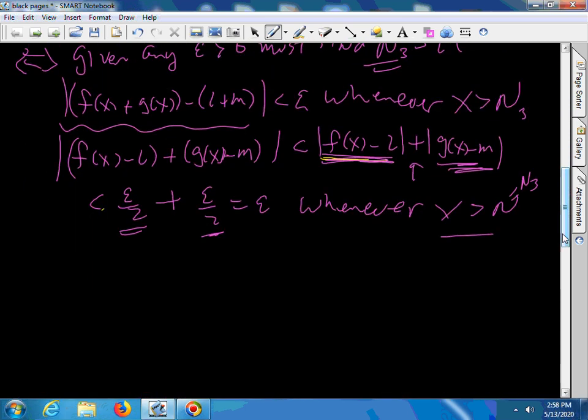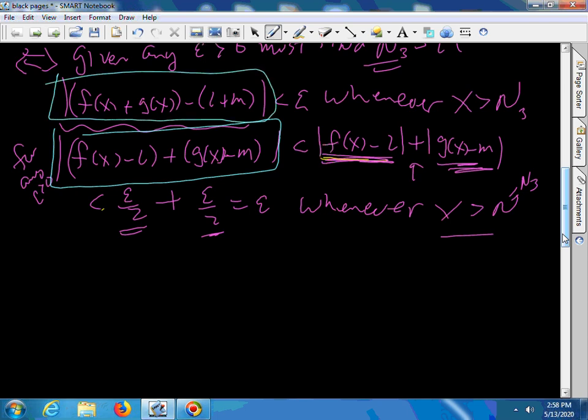Okay? Alright, so let's see what happens. Given n, now this was for any epsilon greater than 0. So what I showed was that this is less than epsilon whenever x is bigger than n. That statement is true. Okay, we proved it below.